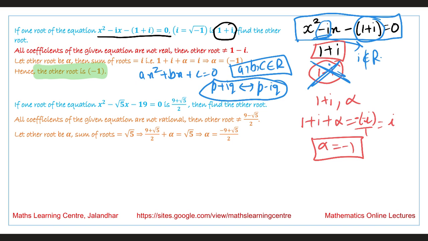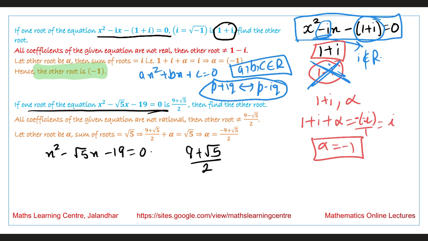Next is, if one root of the equation x square minus square root 5x minus 19 is equal to 0 is 9 plus square root 5 by 2, we have to find the other root.